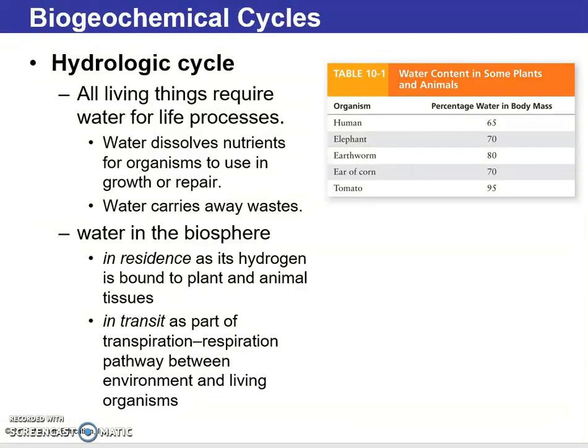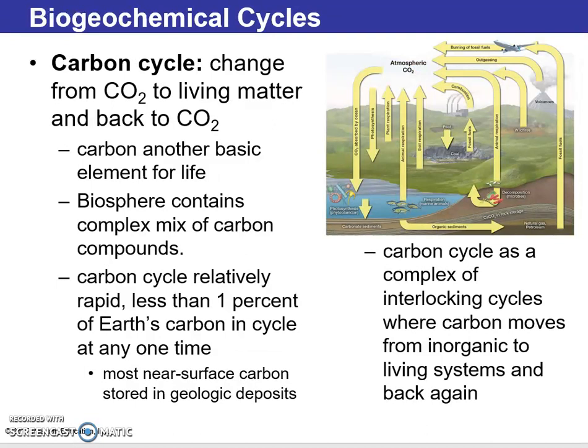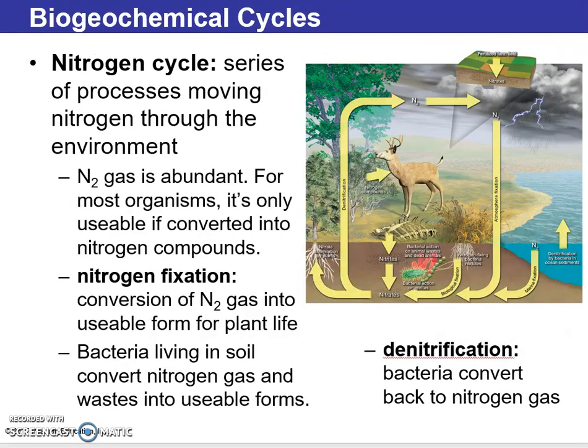Then we have the hydrologic cycle, which we covered in the last chapter. Then the carbon cycle. Carbon's basically another basic element for life. If it has carbon, it typically has life, which is the basis of organic matter. Then the nitrogen cycle, usable for plant life. So nitrogen's one of the key nutrients plants usually need in addition to potassium and phosphorus.